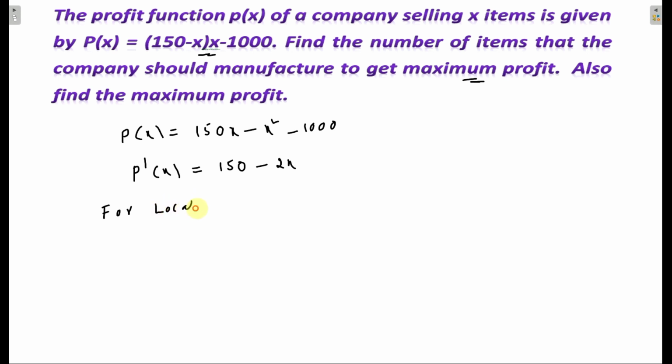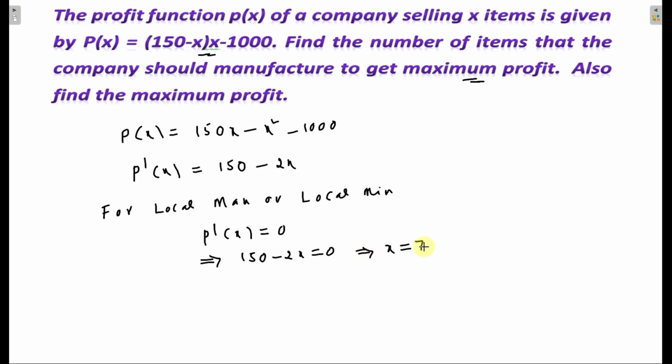So for local maxima or local minimum, we know P dash x is equal to 0. This implies 150 minus 2x is equal to 0. From this relation I can get x is equal to 75.